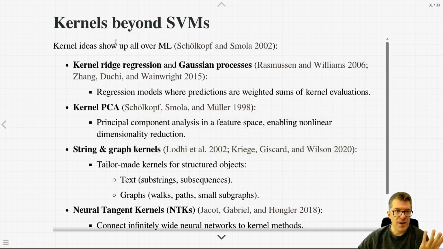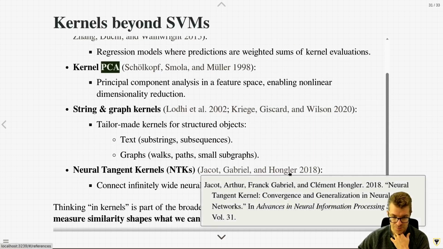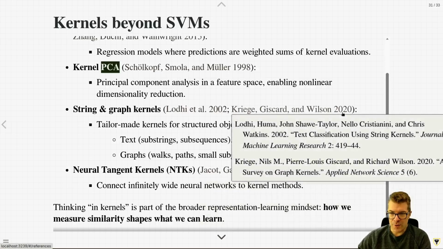But the ideas of kernels, the ideas of simply using nonlinear functions to compare two data points together, and then using a combination of all of these comparisons in a kernel matrix, come up in kernel ridge regression and Gaussian processes, principal components analysis, and reducing feature spaces, string and graph kernels, neural tangent kernels. These aren't the most popular models, but this was published in NeurIPS several years ago. So they keep on coming up, even in relatively recent literature.